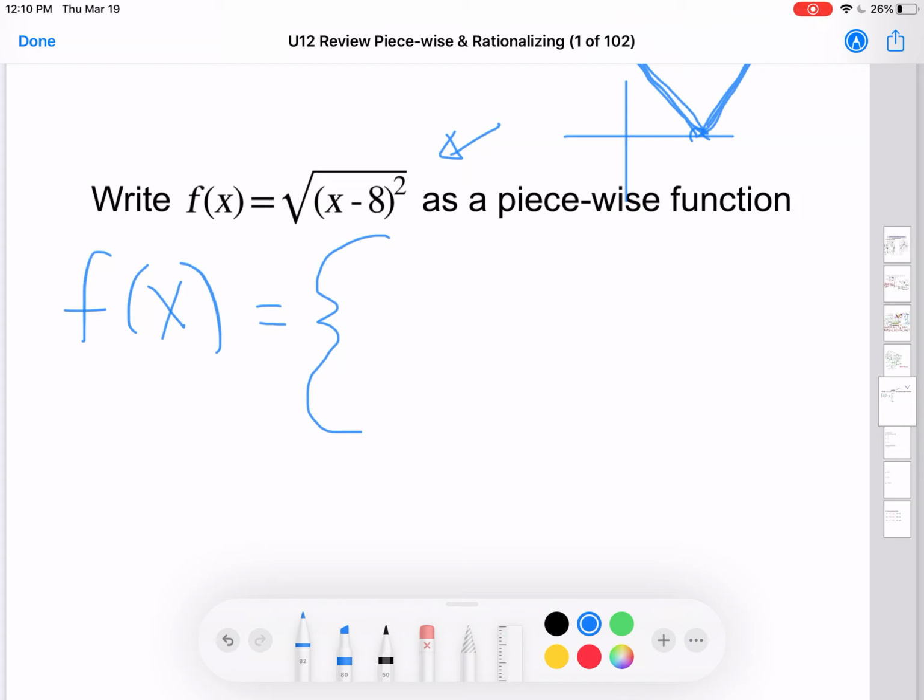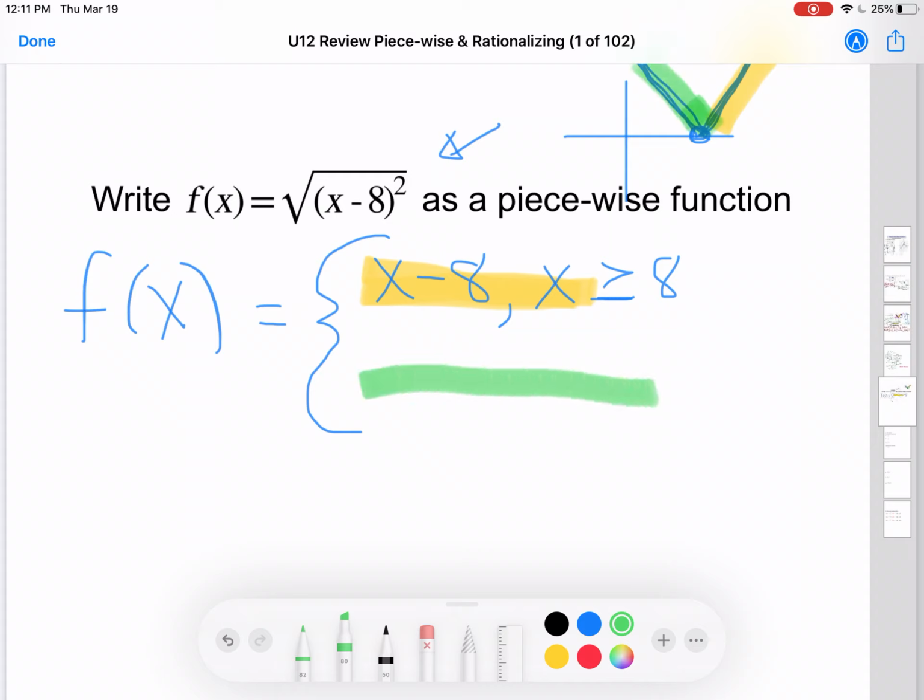So let's do the first one. This guy I'll do right here. And this one would just be the line, x minus 8. And what would the domain be? Well, I just moved it over 8. So the domain would be x is greater than or equal to 8. Somebody has to get the equal to, so I usually just give it to the first one. Then I want to write the equation of the second piece. And I'll put that right here.